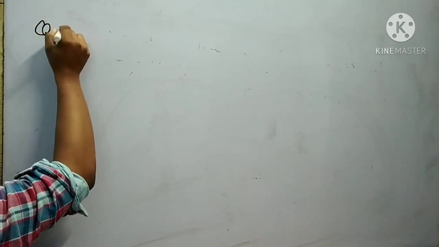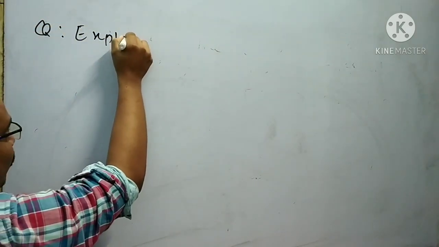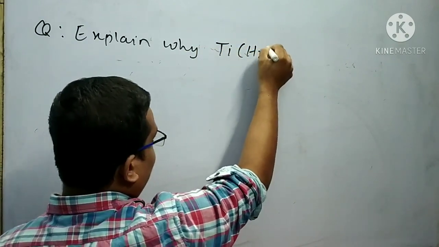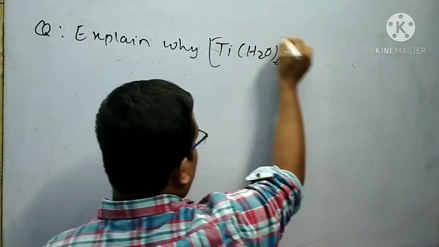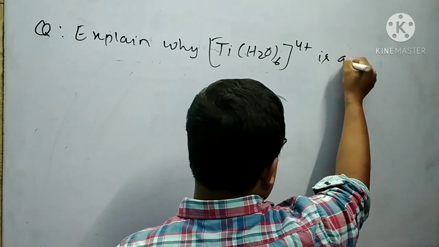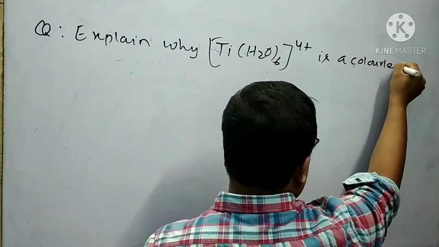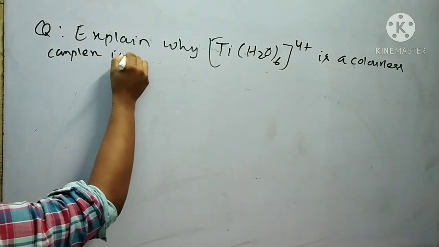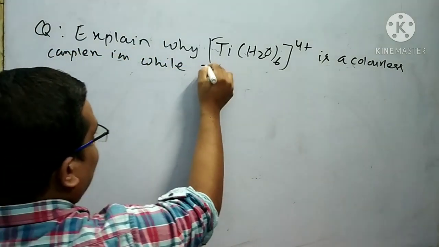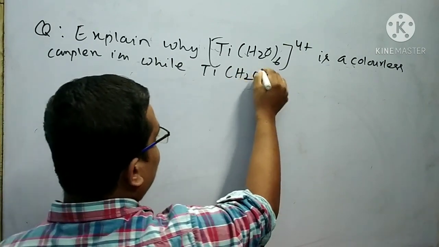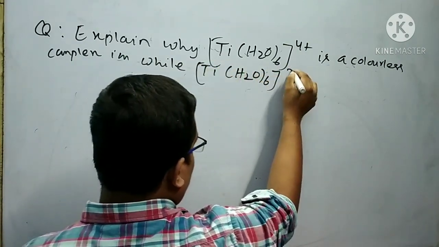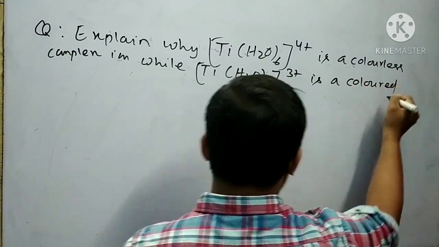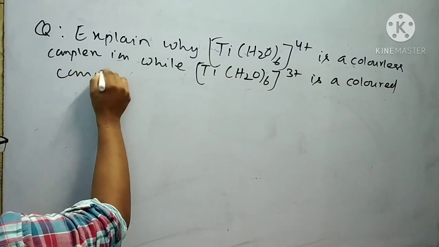Next question is your explain why [Ti(H2O)6]4+ is a colorless complex ion while [Ti(H2O)6]3+ is a colored complex ion.